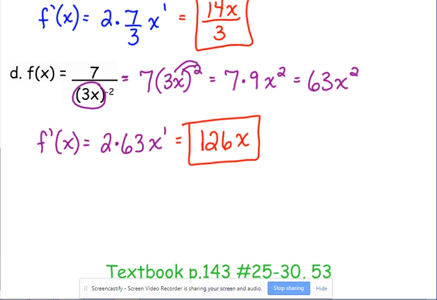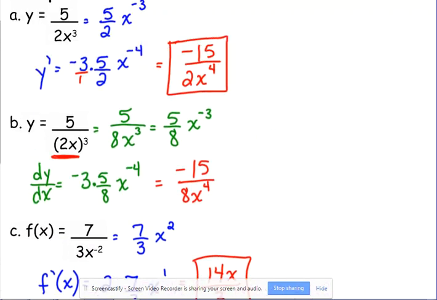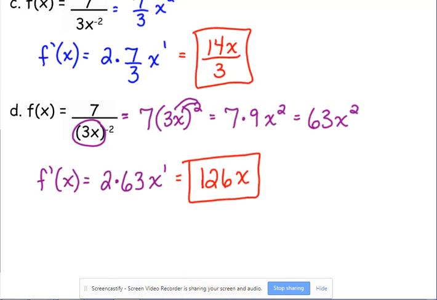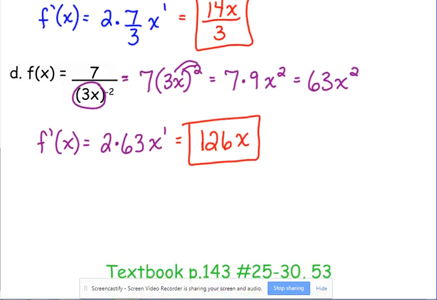So try out a few problems. These problems ask you to rewrite the expression before you take the derivative. So that's kind of what we were doing here with the negative exponents, with the parentheses. You got to rewrite them so that you can apply the power rule first.